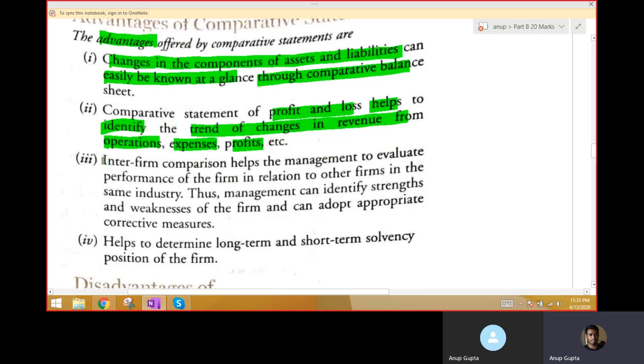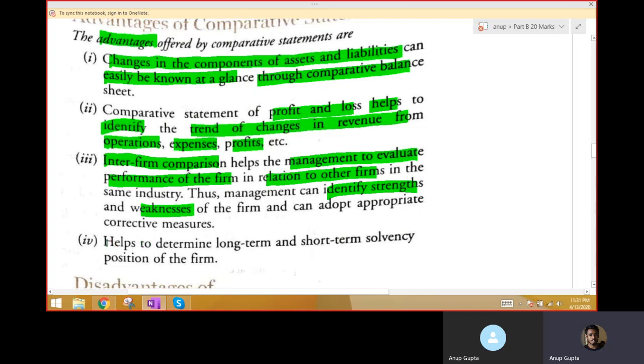The third advantage is it helps in inter-firm comparison, which in return helps the management to evaluate the performance of the firm in relation to other firms. When you compare two firms and everything is formatted in a similar manner, the comparison becomes easier. Therefore, the comparative statements prepared by two firms can be easily compared, and the management can then identify its strengths and weaknesses compared to the other firms.